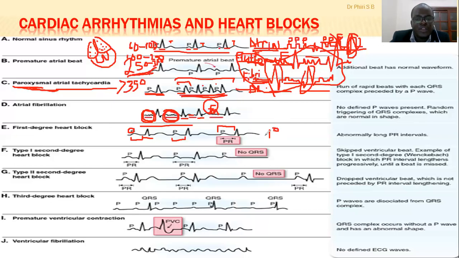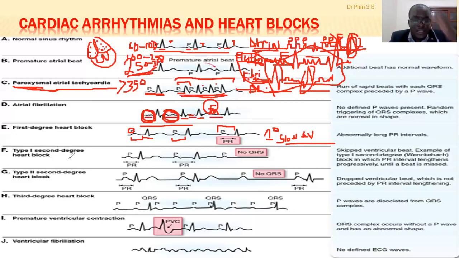AV block. So the first degree AV block, you're just slowing down the action potentials. So there are slow action potentials moving across the AV node, but all the action potentials are being propagated. So this is the first degree heart block. And then you have the type 1 second degree heart block.